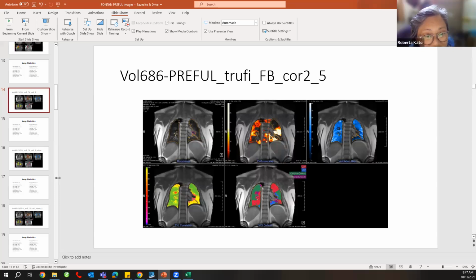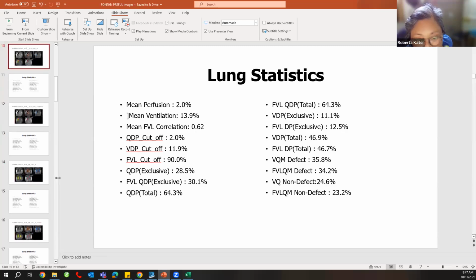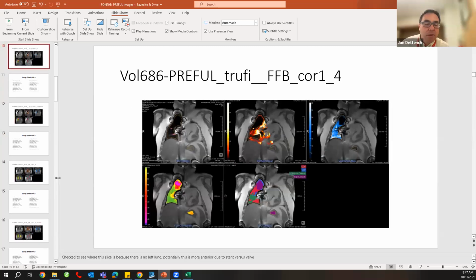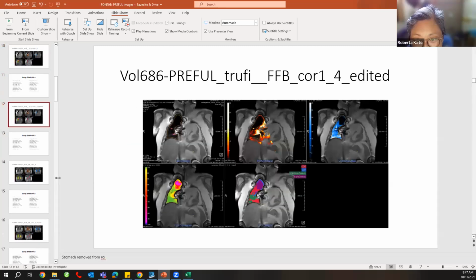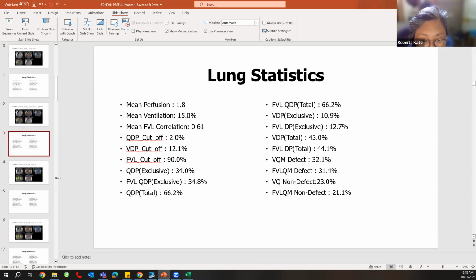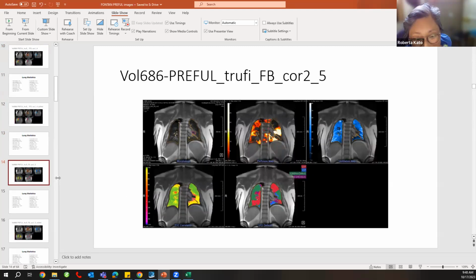Just as an interesting fact, I don't know if you guys saw, but in the other one where you can't see the left lung, the computer decided to put the ROI for the left lung in the stomach where there was some air, or in the intestine somewhere. Interesting. So it's trying to find something, and it did.